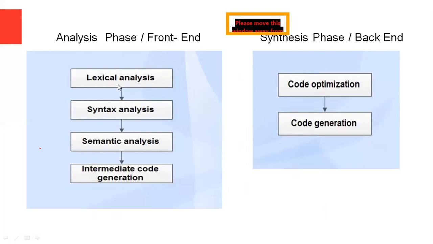In the first one, the analysis phase, we have four phases: first lexical analysis, syntax analysis, semantic analysis and intermediate code generation. In the synthesis phase we have code optimization and code generation. In the analysis phase, all of you know lexical analysis. So what is the role of lexical analysis? We read each and every character present in a source program and group them into meaningful sequences. Those sequences are called lexemes. Those lexemes come under the stream of tokens. So that is the first role of lexical analysis.